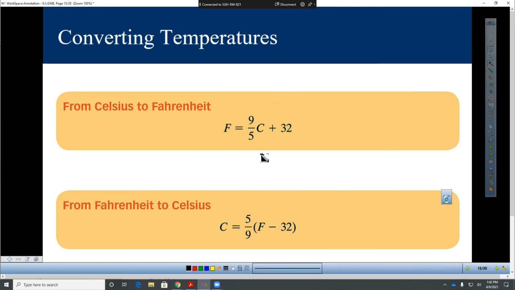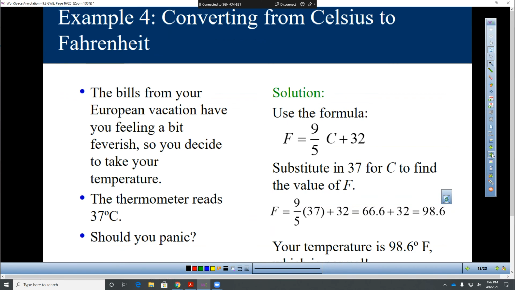All right, and I'll leave this up on the board once I make the assignment. So if I've got 20 degrees Celsius, I put 20 in right here. I multiply by 9/5, add 32, and that's going to tell me how much it is in Fahrenheit. If I've got 200 degrees Fahrenheit and I want to know what that is in Celsius, I put 200 in for F, I subtract 32, and then I multiply it by 5/9. These calculators will multiply fractions. So that's all it is.